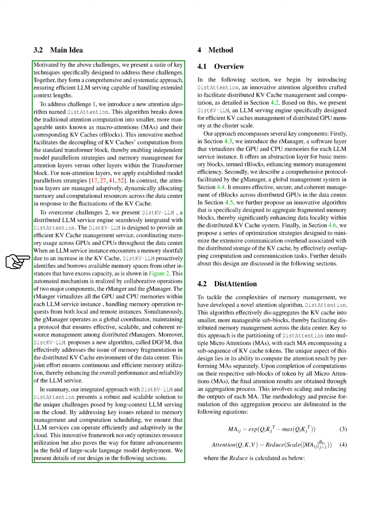This automated mechanism is realized by collaborative operations of two major components, the R Manager and the G Manager. The R Manager virtualizes all the GPU and CPU memories within each LLM service instance, handling memory operation requests from both local and remote instances. Simultaneously, the G Manager operates as a global coordinator, maintaining a protocol that ensures effective, scalable, and coherent resource management among distributed R Managers. Moreover, DistKV-LLM proposes a new algorithm, called DGFM, that effectively addresses the issue of memory fragmentation in the distributed KV-cache environment of the data center. This joint effort ensures continuous and efficient memory utilization, thereby enhancing the overall performance and reliability of the LLM service.